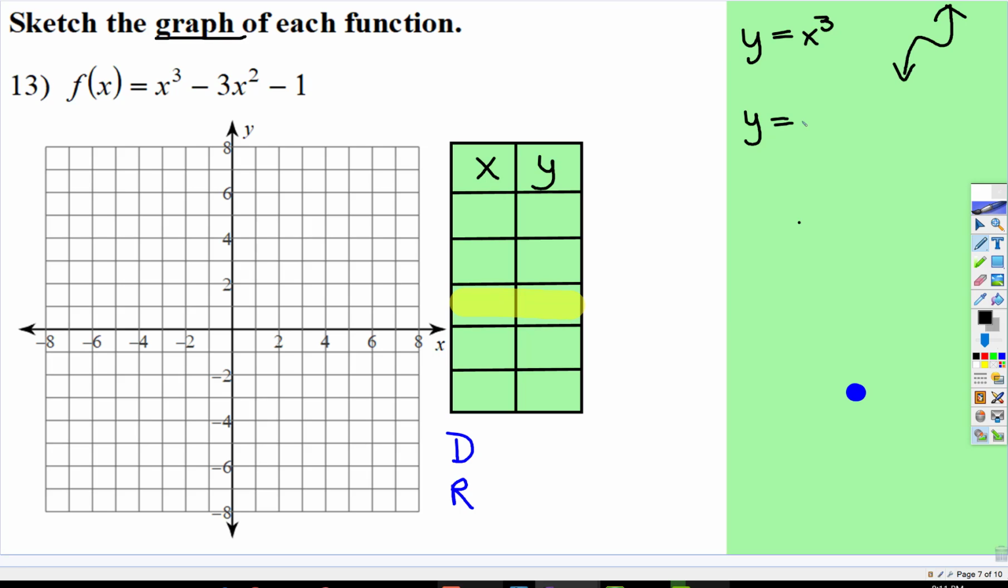If there's a negative sign in front, this graph will be reflected over the x-axis. So if it's negative, it will look like this.